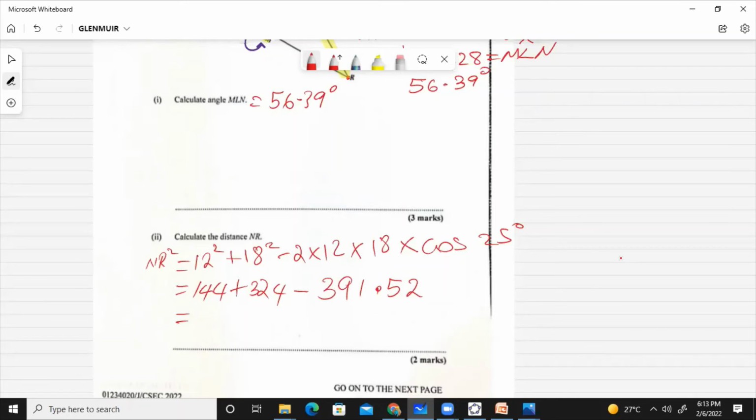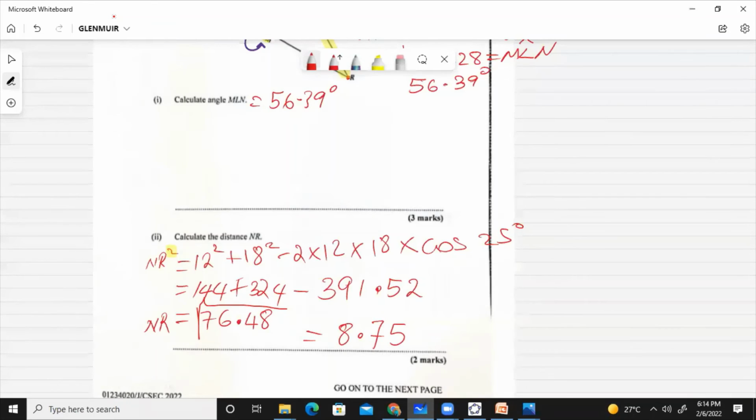So what I want to do now is just continue working. 144 plus 324, and we're going to subtract 391.52, and we're looking at 76.48. Hold on, this does not write well. Let me fix that for us. Good, a little better. 76.48, that's it. So NR, because remember we have NR square from the beginning, is the root of 76.48. So take the root of that and we're getting something near 8.75, somewhere there.